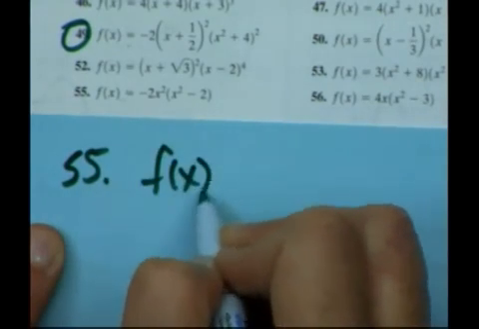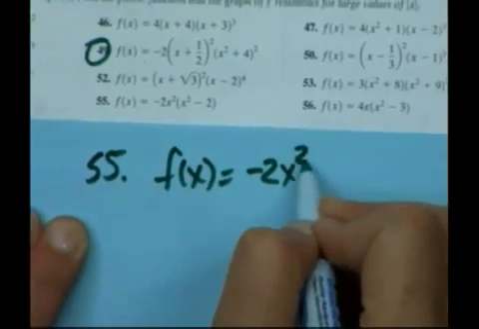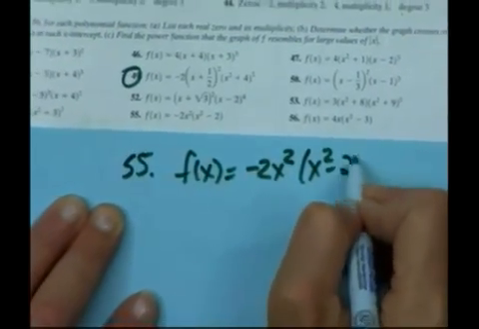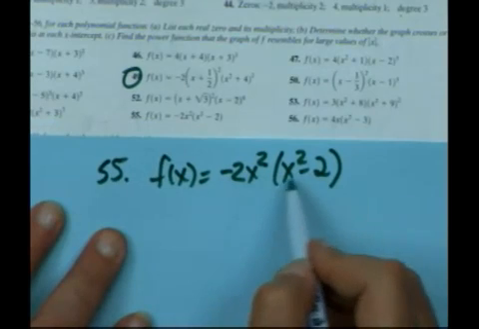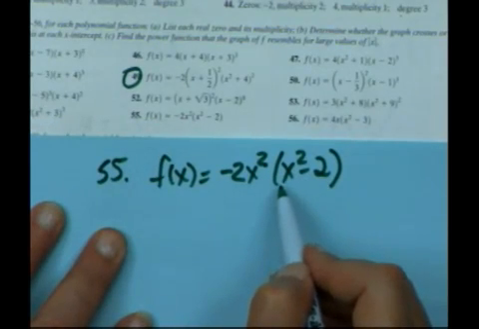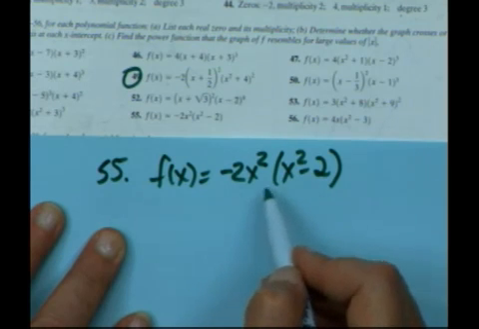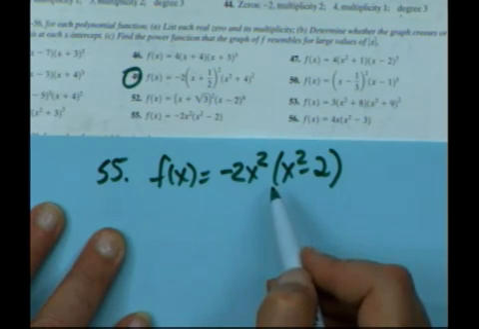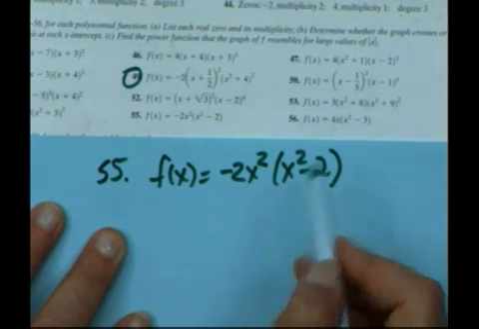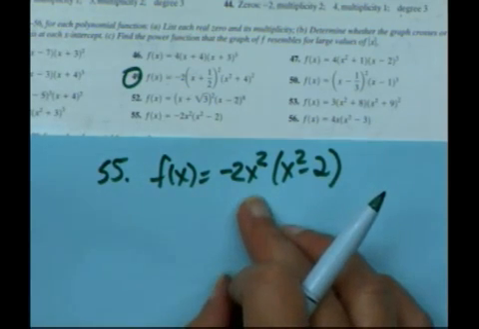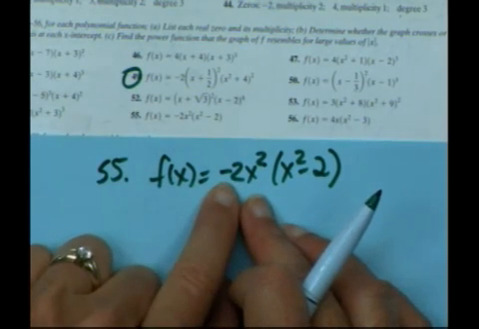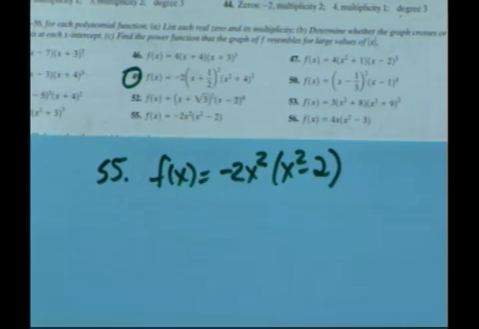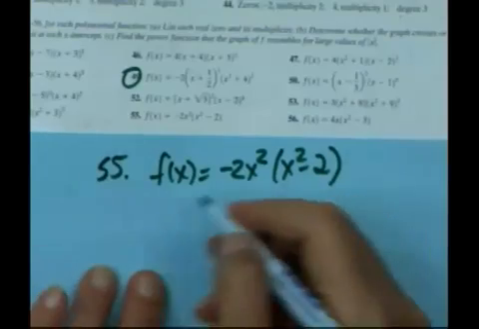f of x equals minus 2x squared times x squared minus 2. All right, this is a fourth degree polynomial function. What do you know about the ends of the graph of a fourth degree polynomial function? Both going in the same direction. And you actually told me the direction with your fingers, but you probably weren't on video. So what direction did you send them? Down, because you got a negative 2 there. So it's a fourth degree headed down. The ends are headed down. Okay, zeros.